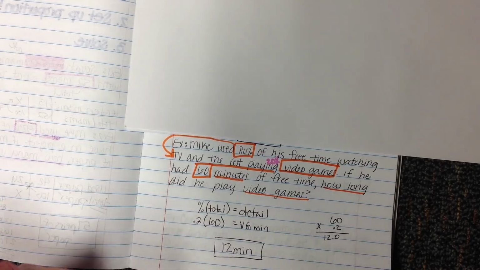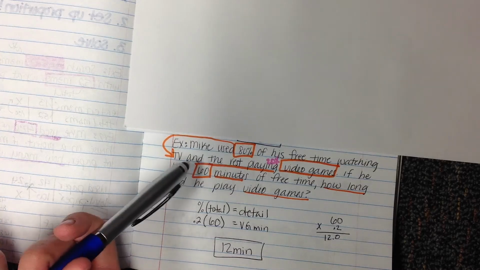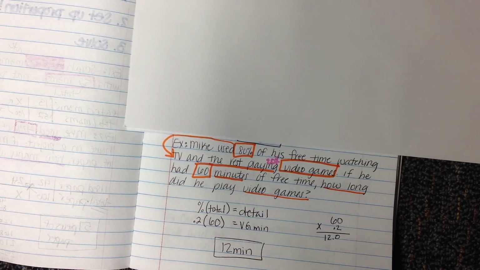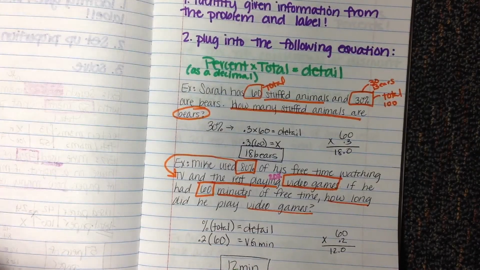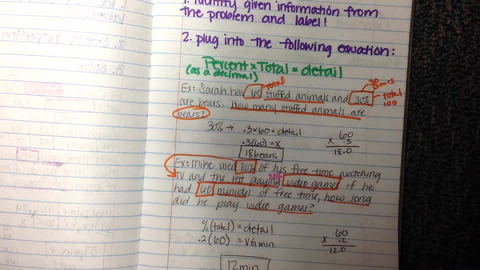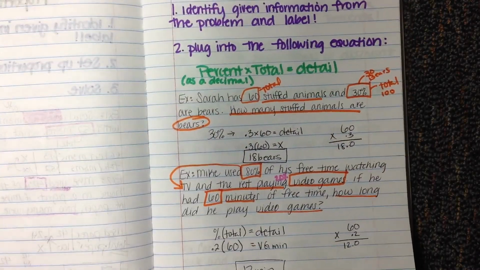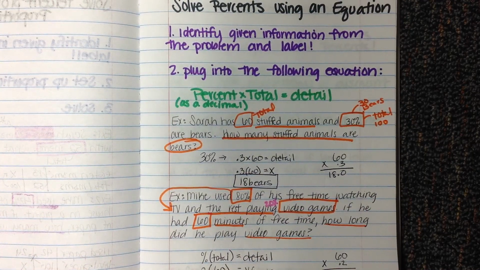If you want to double check your work, you can figure out how many minutes were used watching TV and add TV minutes plus video game minutes. Since your total is 60, you should get 60 when you add those up. I want to remind you that if you have a difficult time solving with the equation, you do not have to use the equation to solve. You can use the proportion that we've been doing for the last couple of days. The equation is really going to be very important so that you can recognize it on a multiple choice problem.